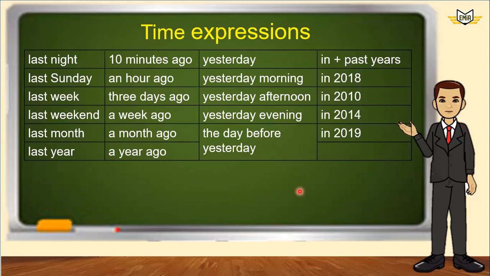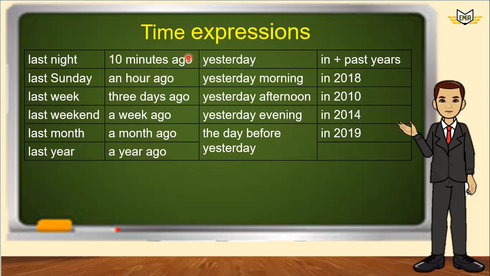In every grammar tense, we have time expressions. And here are the time expressions for the simple past. And this is really important because in some tests, you have these expressions within the test. If you look at these expressions, you automatically will know that the verb is in simple past. These are the time expressions, guys. Last night, last Sunday, last week, last weekend, last month, last year.